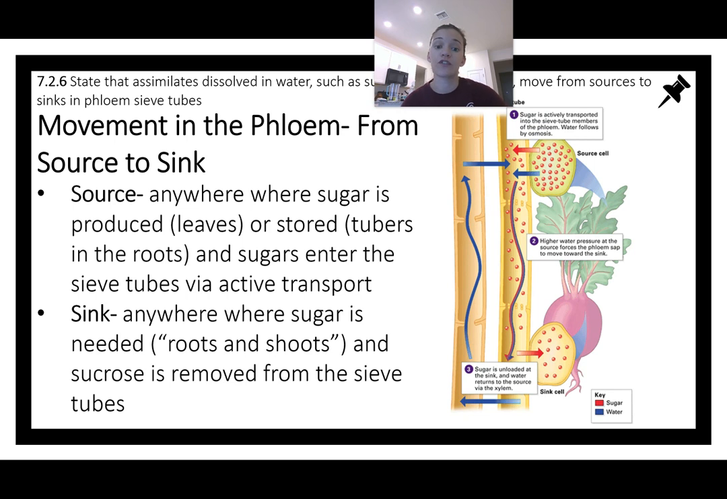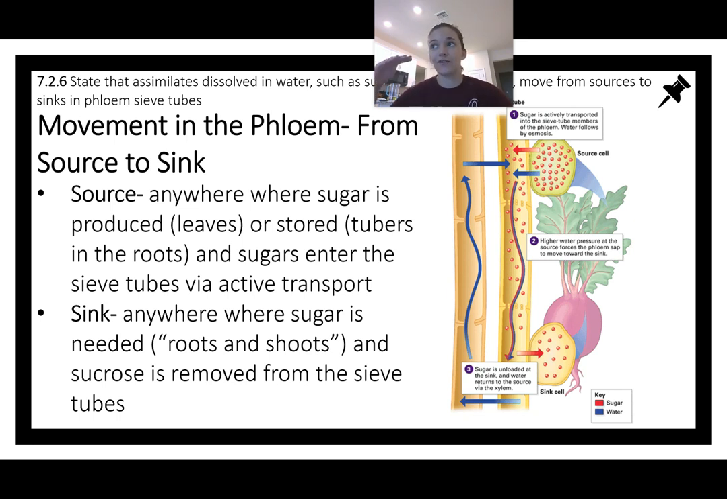So from source, it's going to be pumped into the sieve elements, and then it's going to move towards the sinks where there is less sugar, therefore those tissues need sugar. So sinks are roots and shoots. When roots are growing underground, they can't photosynthesize, but they still need to grow to support the plant. So that's a big sink of sucrose, of energy, is growing those roots.